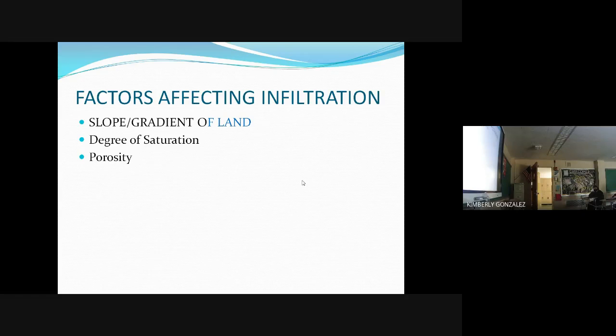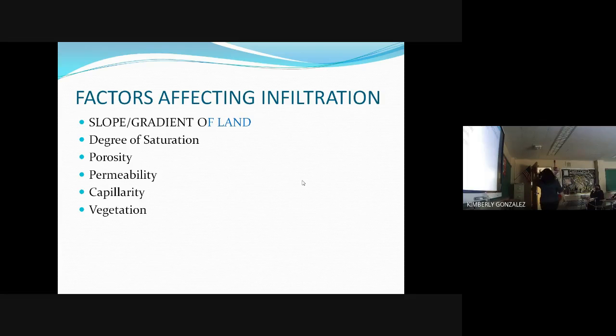Porosity, we're going to get into each of these a little bit more. Porosity, permeability, capillarity. I believe that's the last one. Oh, and vegetation. We're going to go into all of these. These are all the types of things that affect it.